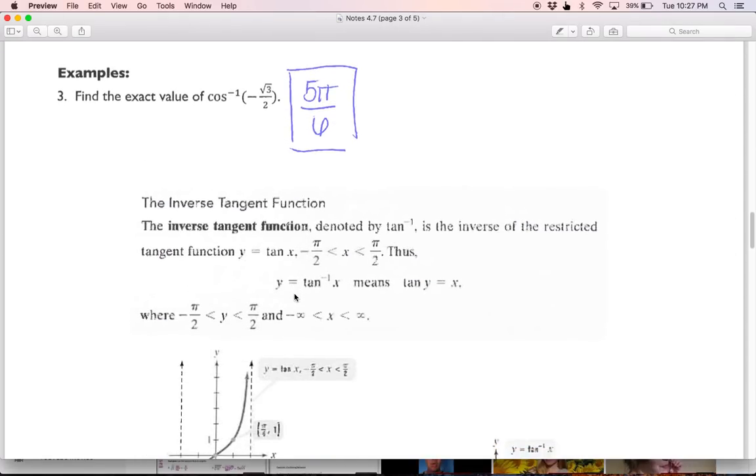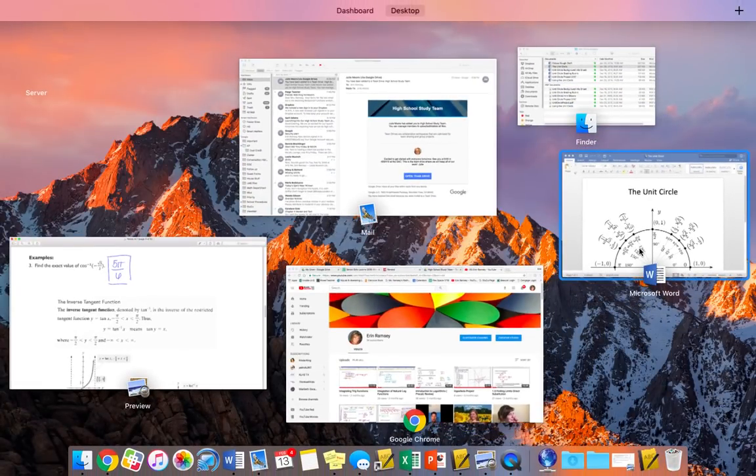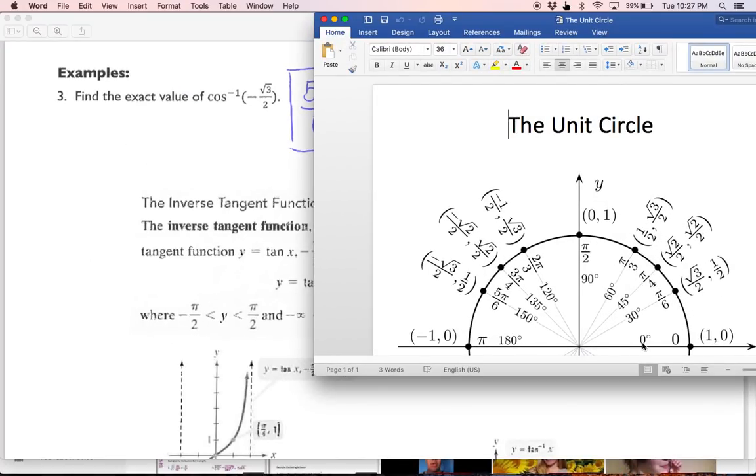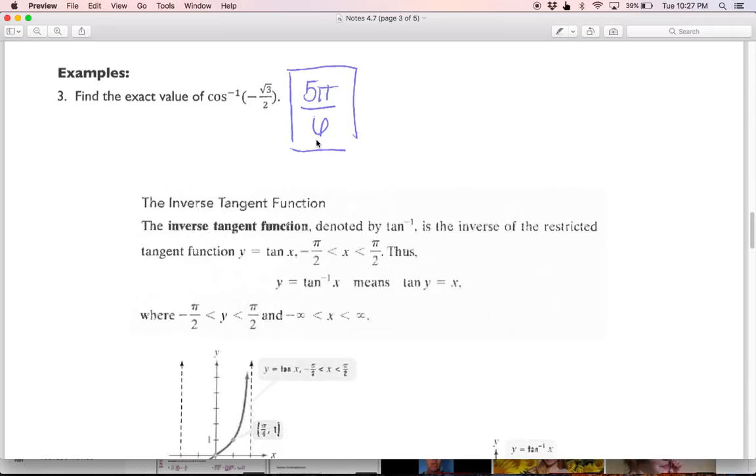So if you turn the page, we want to find the exact value of the cosine inverse of negative square root of 3 over 2. So cosine is the x. So I'm looking at the first component of each of these ordered pairs. Here's positive square root of 3 over 2. That's no good. Here's negative square root of 3 over 2, and that is 5 pi 6. I can call it exactly that because that's between 0 and pi. So that's why the answer for number 3 is 5 pi 6. Okay?